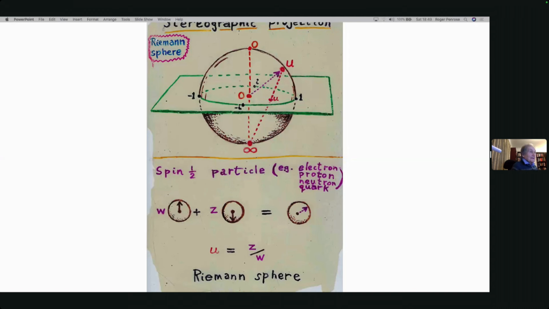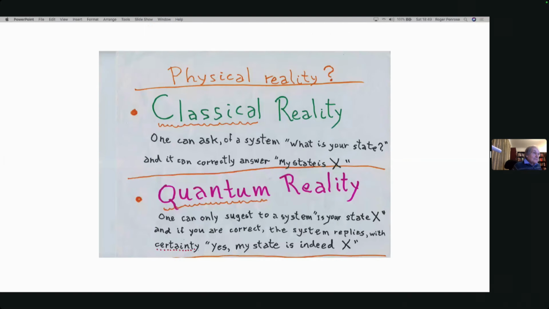If you're nearly right, it'll say yes, occasionally say no. If you've got it at right angles to that direction, it'll say 50% yes, 50% no. If you've got the opposite direction, it will say no every single time. So this is the way you have to understand quantum reality. You can't ask the state what its reality is. You can confirm what it is. So it's a question of confirming rather than ascertaining. Classical reality is something you can ascertain. Quantum reality is something which you can confirm if you get it right. If you've got it wrong, it will just give you probabilistic answers.